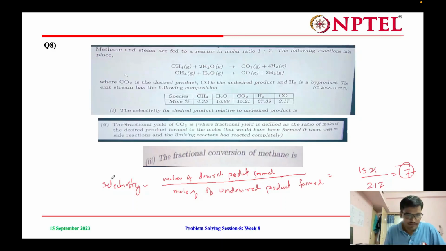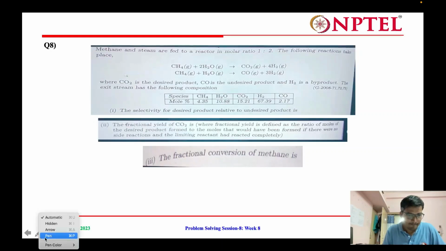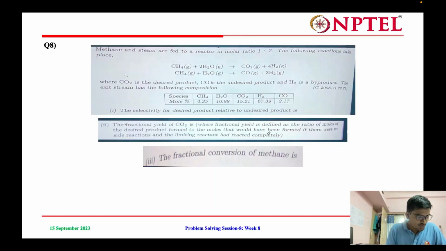Now second, the fractional yield of CO2. The fractional yield is defined as the ratio of moles of the desired product formed to the moles that would have been formed if there were no side reaction and the limiting reactant had reacted completely. To estimate the denominator of the above equation, we need to know the amount of CH4 present in the feed.